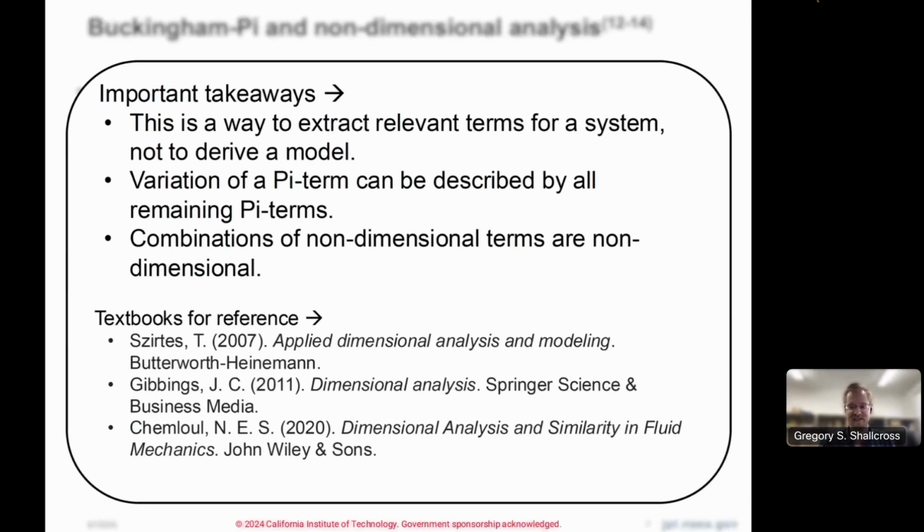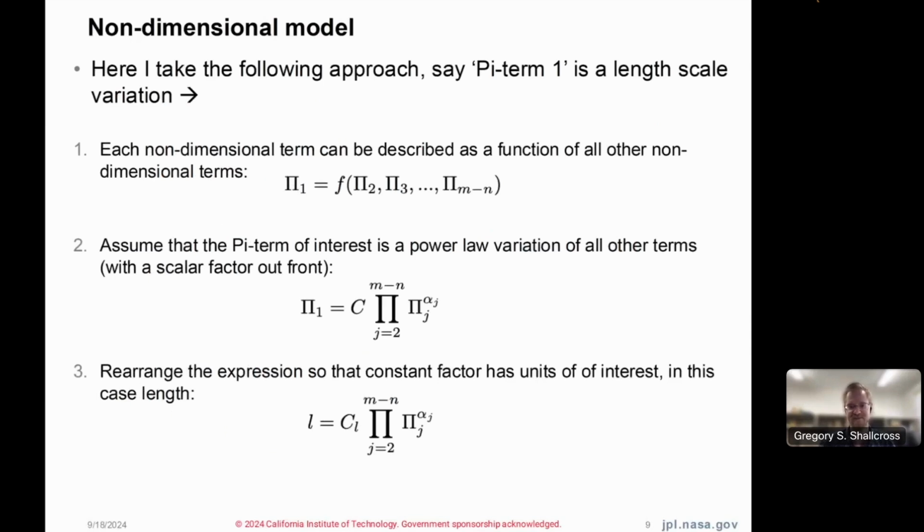Next slide. Here is an example of a length scale variation as a function of all other variations from non-dimensionalization. As we mentioned before, we can describe one particular pi term as a function of all other pi terms. And here we need to make a modeling choice of how to describe the variation of those pi terms as a function of others.